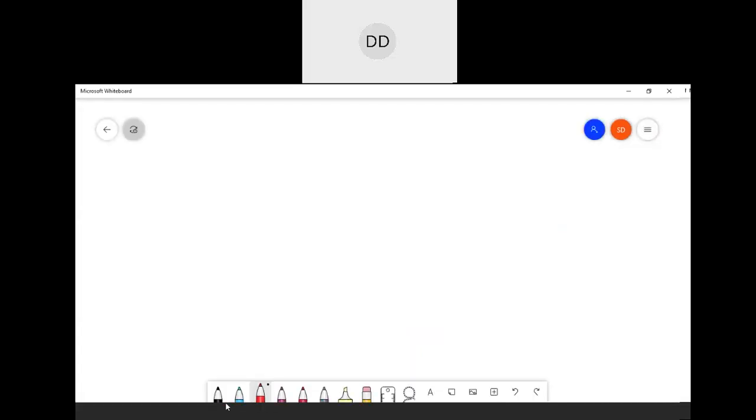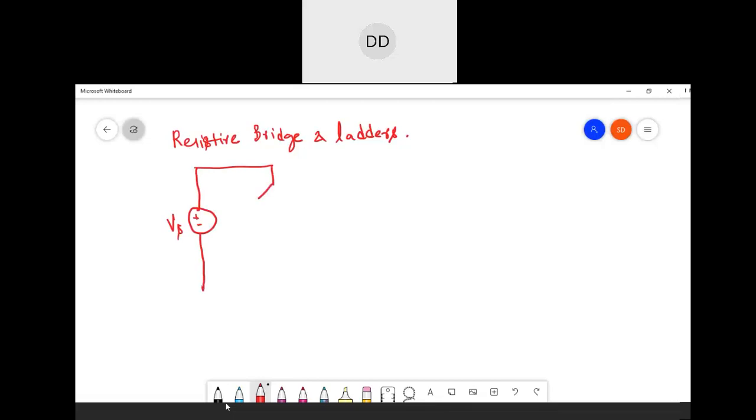Now let's understand other networks, in particular resistor arrangements. There is one particular configuration that you have studied also, a network called the bridge network, or the resistive bridge and ladders. So let's understand the resistive bridge and ladders. For the resistive bridge, you have a voltage source, plus minus Vs, and you have a bridge like this. In some problems you'll face such circuits, so you shouldn't get confused. I'll explain how to deal with these bridges in a very sophisticated manner.